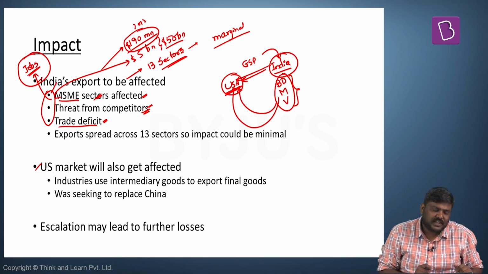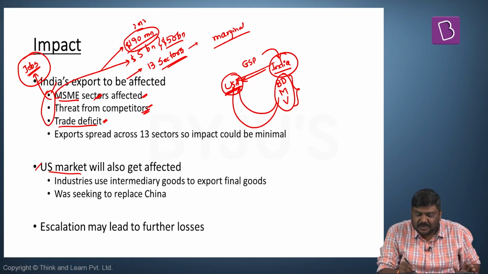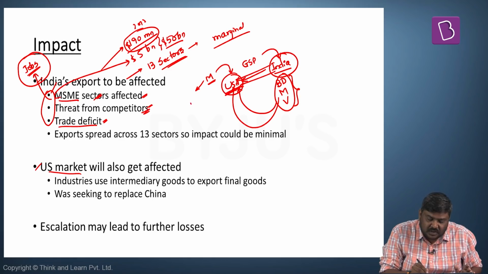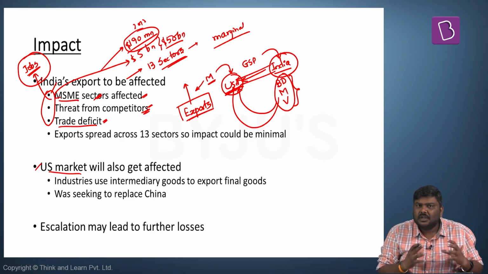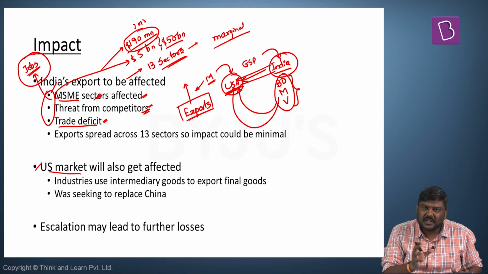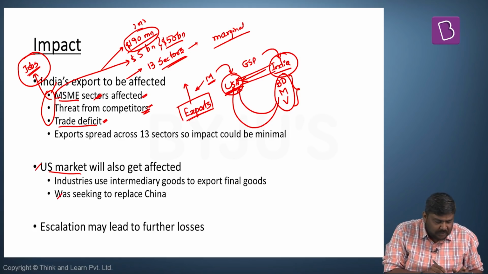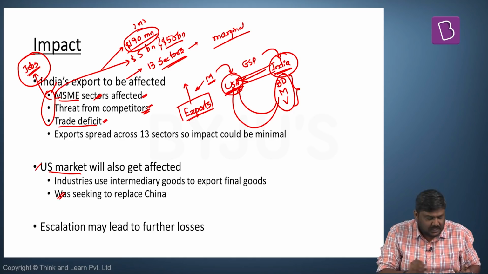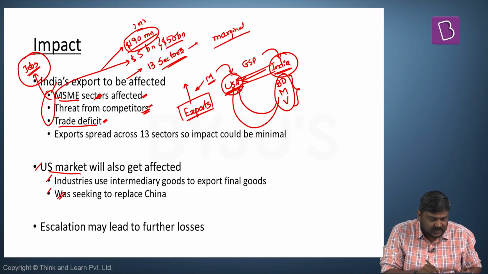Now, what about the US economy? It is expected that since these products will become costlier in the US market, if the manufacturer goes ahead and purchases the same products, the output of the US manufacturer will become costlier and their exports will also become costlier, which will affect their exports. And second, the USA in recent times has tried to replace China as a dominant supplier of raw materials or resources. Now this decision to replace China will be affected because India was one of the viable suppliers to the US market. So these are the likely impacts on the US market.